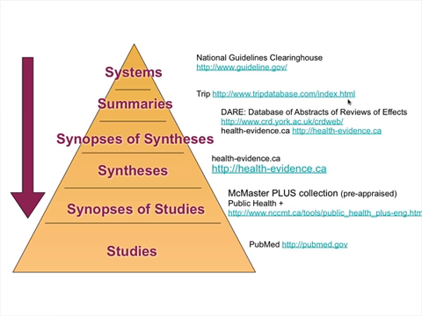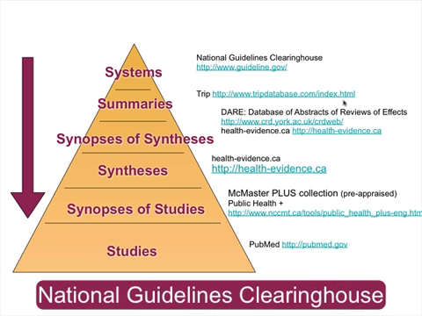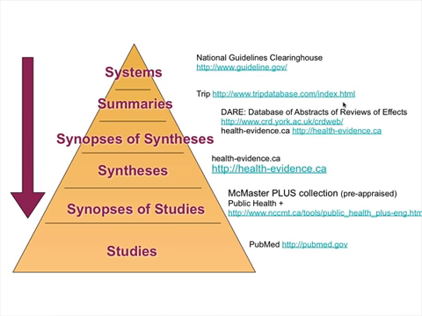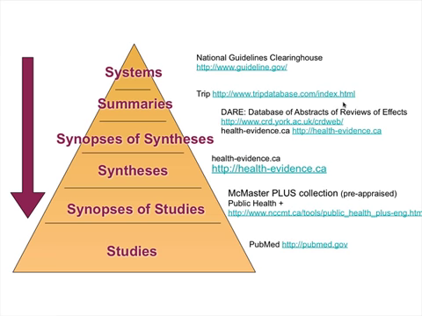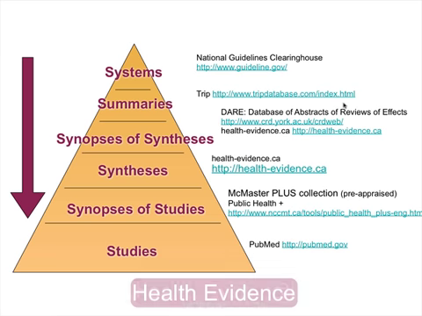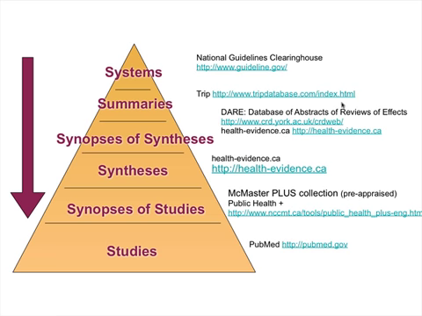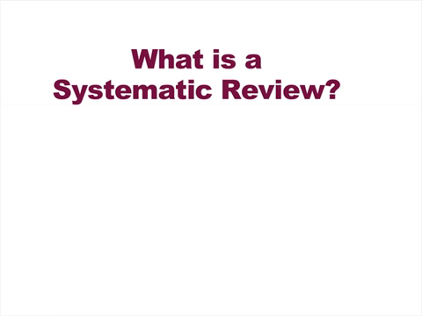For summaries, we have guidelines like the Registered Nurses Association of Ontario or the National Guideline Clearinghouse. For systematic reviews, we have several options in the Cochrane collaboration, in searching through PubMed, and through a great resource we have in Canada called Health Evidence. And then for individual studies, we have PubMed. So I'm going to go through some of these tools in a bit more depth.